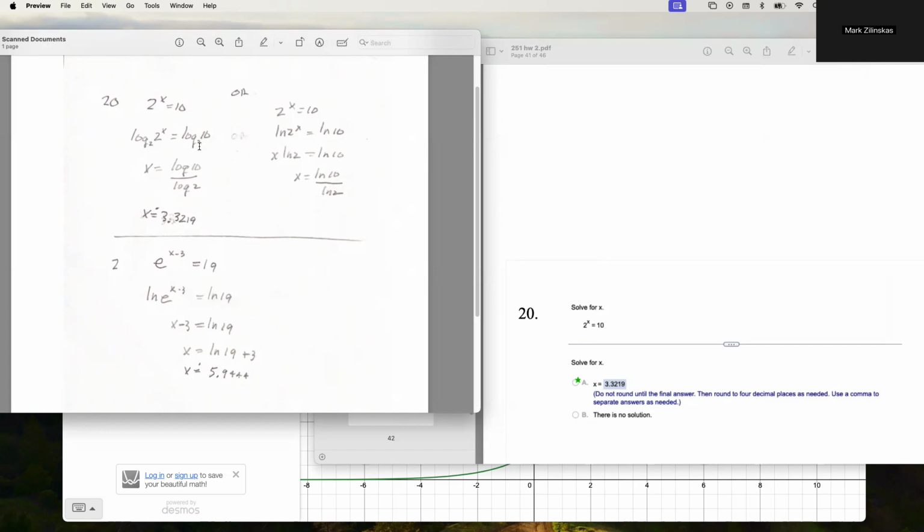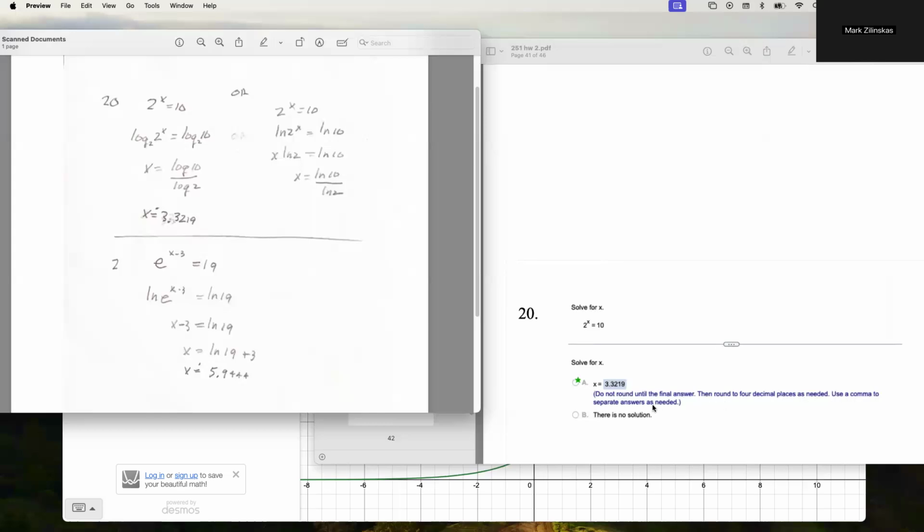So I could just go ahead and simplify that using the change of base. I could use either natural log or log base 10, either one. So I'll just take log 10 divided by log 2. If I key that in my calculator, I'll get 3.3219 as an approximation.